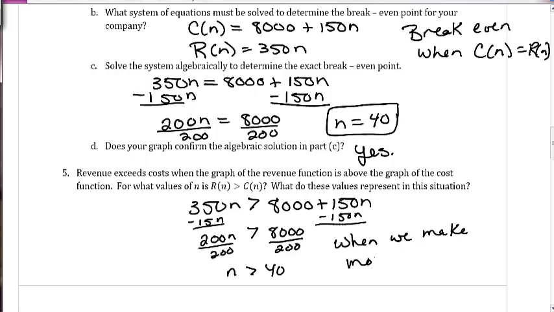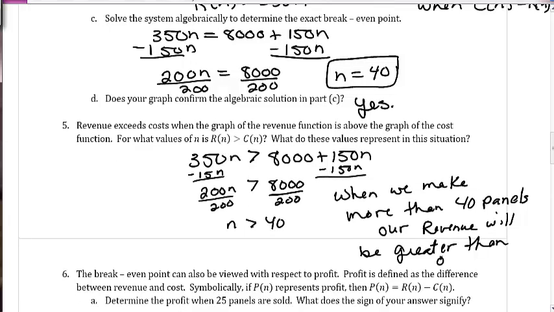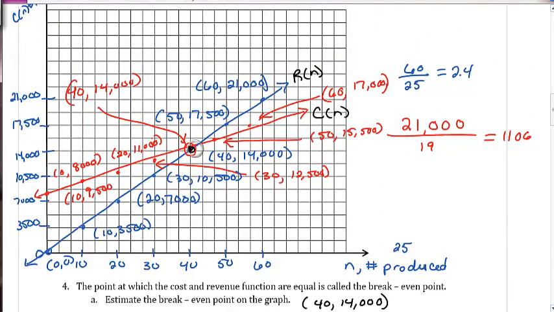So when we make more than 40 panels, our revenue will be greater than our costs. And we can see that from the graph as well. Here's our revenue function, and when n is bigger than 40, the revenue function is above the cost function. So you can also see it from the graph here.